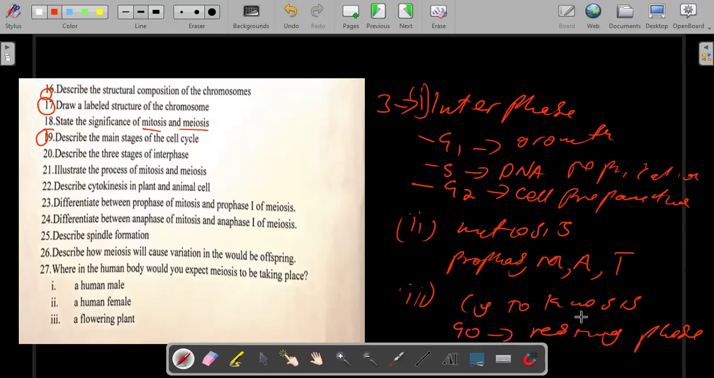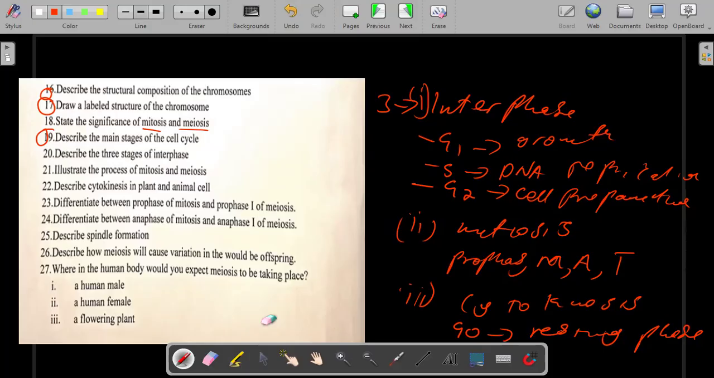Then you end up having cytokinesis, where the cytoplasm divides and the two daughter cells separate. Then the cell also undergoes the resting phase. So that's what you're having. These are the processes of the entire cell cycle.